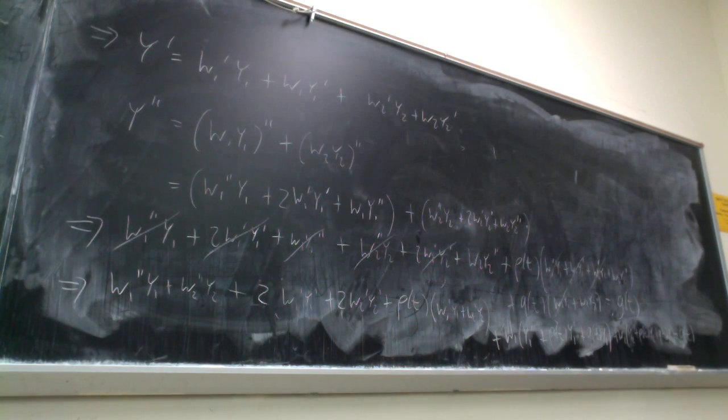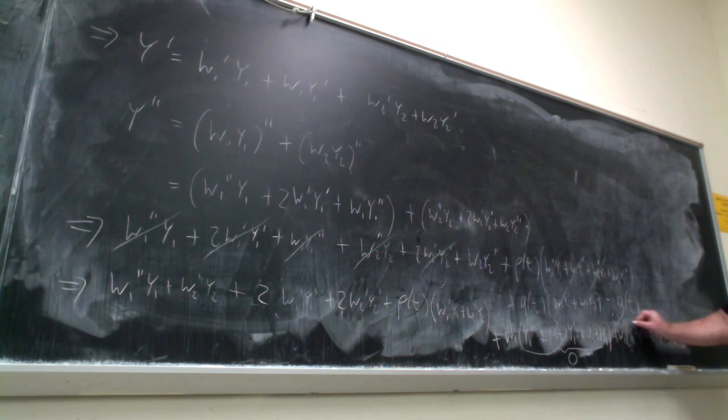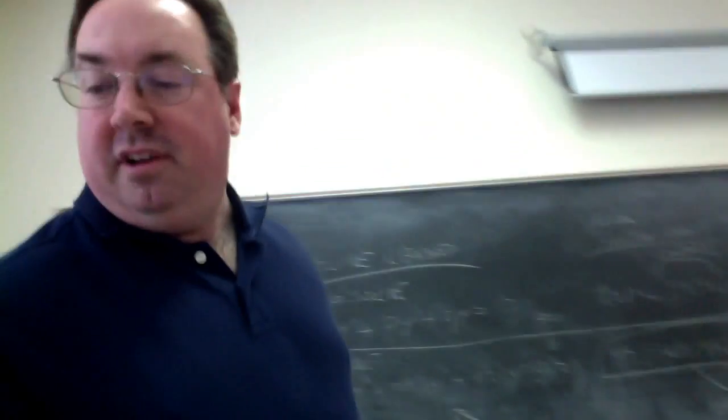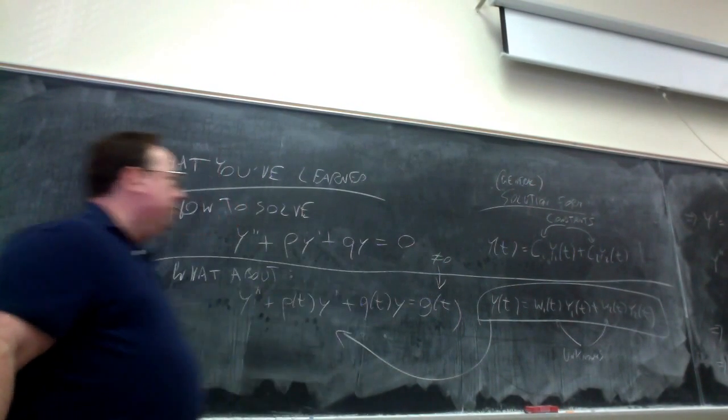Now, it seems like we have just as much of a mess as before. But y1 and y2 are solutions of the homogeneous form of the equation that has 0 on the right-hand side. So this is 0. This too is 0. So all of those terms are now gone. Y1 and Y2 solve the homogeneous equation, so that's why we can replace those with 0.